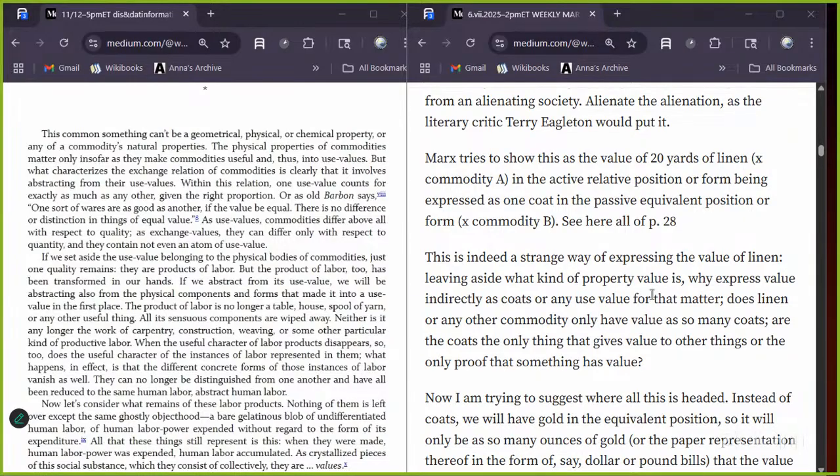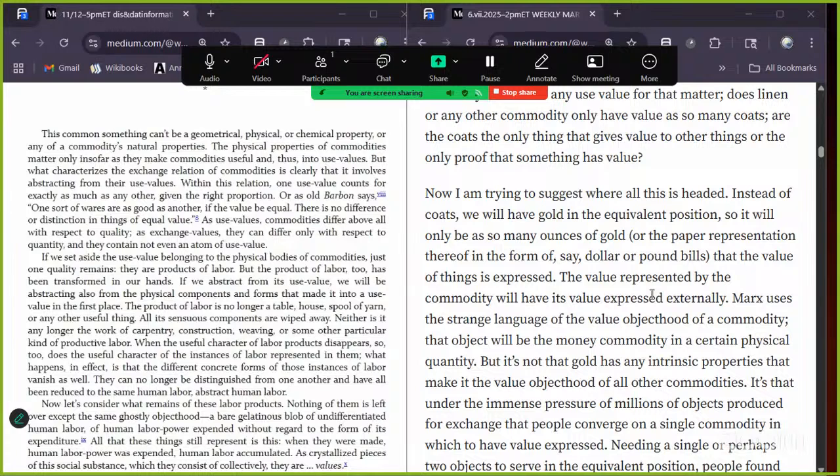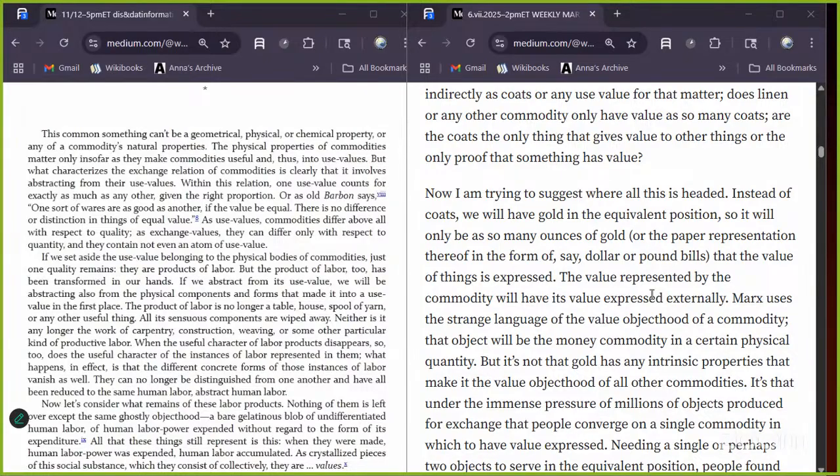Now, I'm trying to suggest where all this is headed. Instead of coats, we'll have gold in the equivalent position. So it'll be as so many ounces of gold, or the paper representation thereof in the form of, say, dollar or pound bills, that the value of things is expressed. The value represented by the commodity will have its value expressed externally. Marx uses the strange language of the value objecthood of a commodity. That object will be the money commodity in a certain physical quantity.